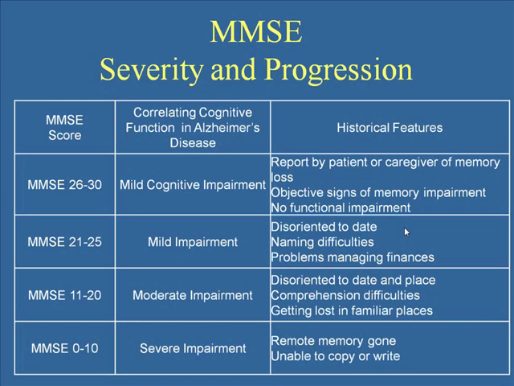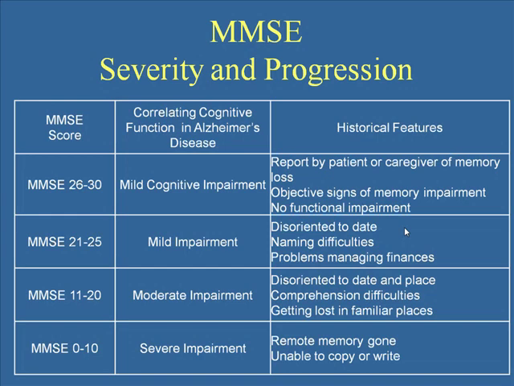One of the nice features of the mini mental state exam is that it can also be used to stratify severity. So you can see here on this particular table, the mini mental state score can be used to give a sense of correlating cognitive function in patients who are suffering from progressive cognitive loss due to illnesses like Alzheimer's disease.